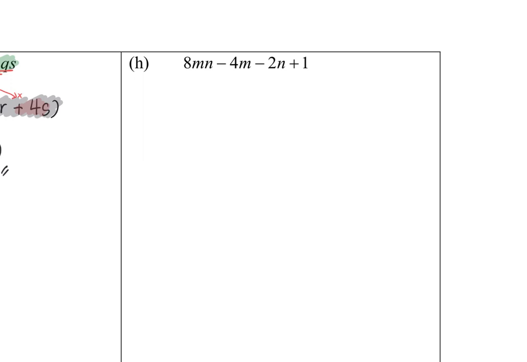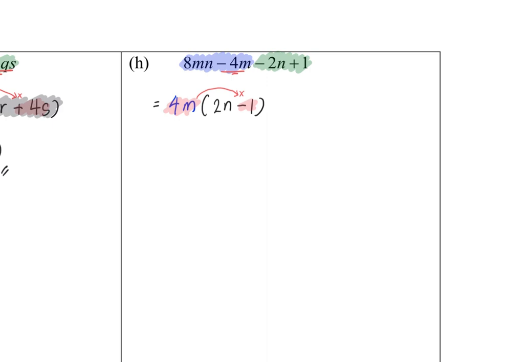Let's see. Looking at things as it is, I can see that if I break them into these two groups, the common factor here will be 4m, and when I do that, I will get 2n minus 1. Why is there 1 there? You might wonder, because if I were to expand and simplify this, I must get back my negative 4m.